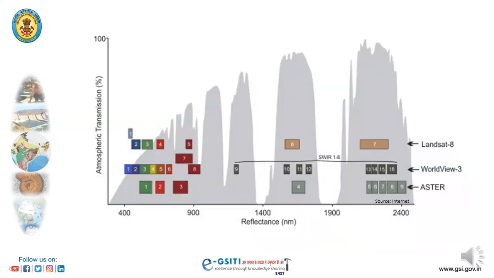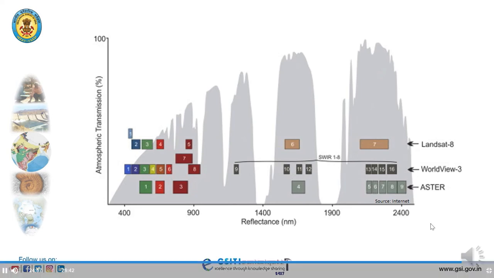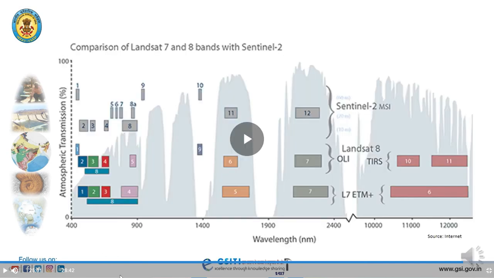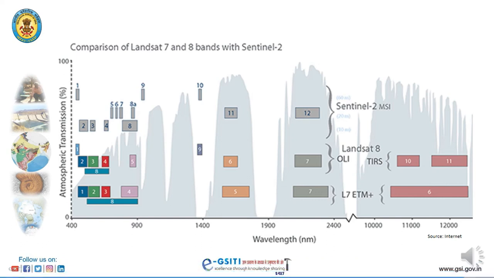This is a comparison of Landsat 8, ASTER and WorldView-3 data. You can see different bands which are related to the spectral wavelength in the electromagnetic spectrum. Landsat 8 and Landsat 7 data each have specific band numbers representing various electromagnetic spectral wavelengths which are used for our various applications with the remote sensing data.